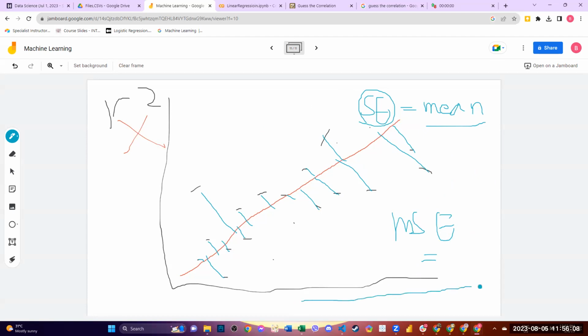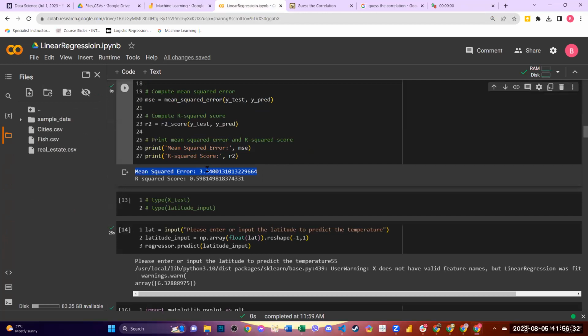So the mean squared error has a range or a scale of 0 to 100. The good one is near 0, and the bad one is close to 100. Therefore, if our mean squared error is just 3.3, next to 0 or very close to 0, then if you transpose it, our accuracy will be around 97%. And our mean squared error is 3.3.